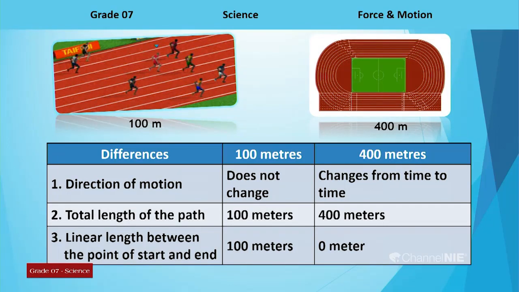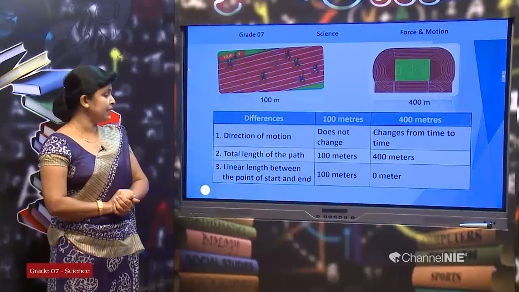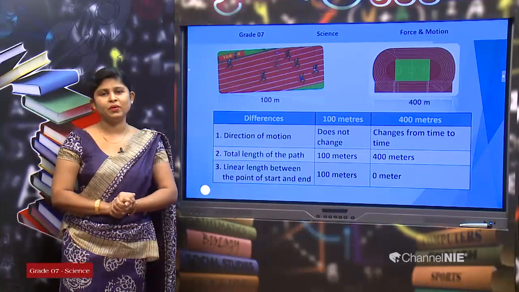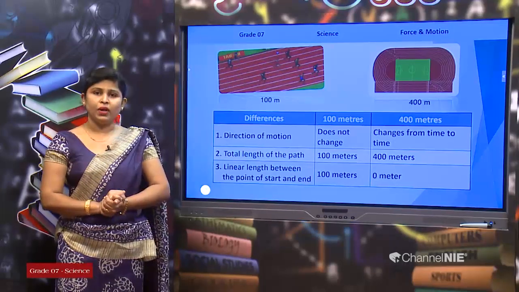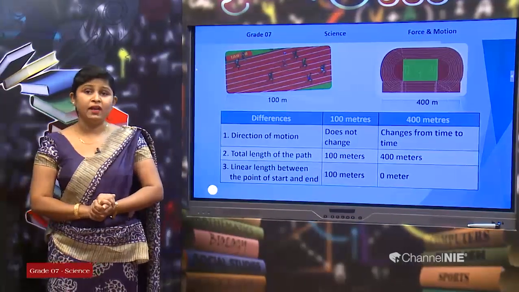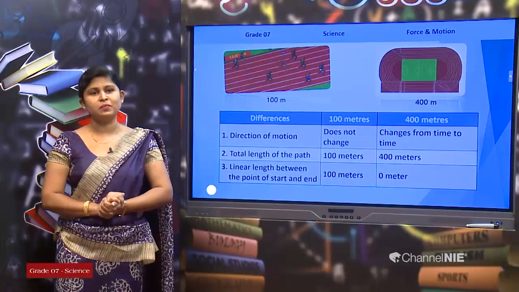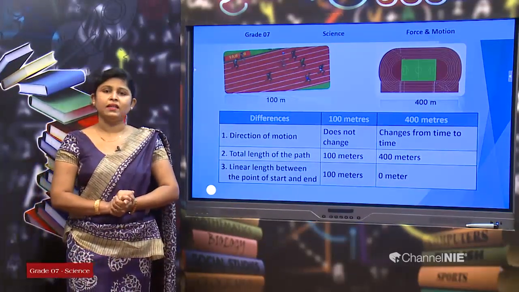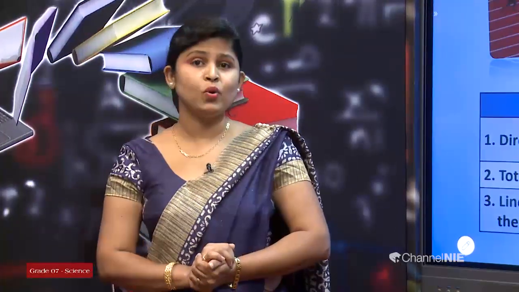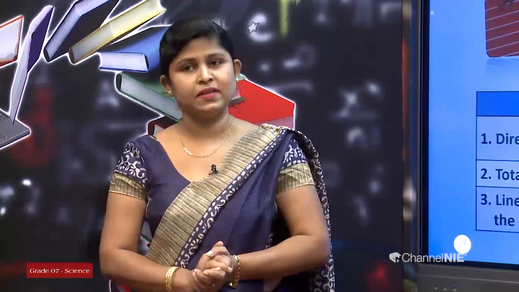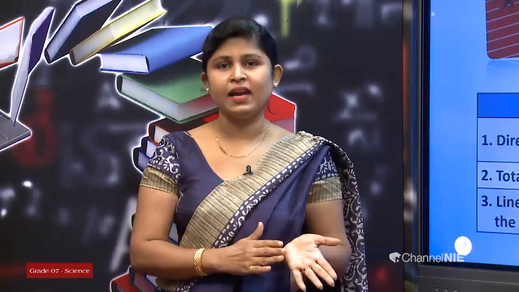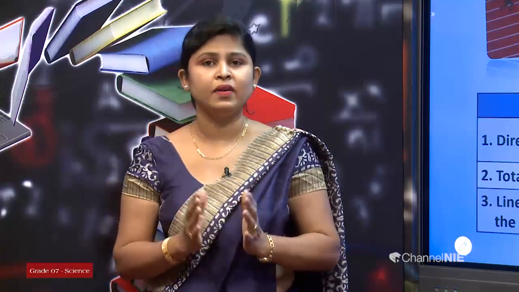The most important part of this table is the third row. Linear length between the point of start and end. It is emphasizing the point of start and end. The linear length between the point of start and end in the 100 meter running event is 100 meters. Then you can think about that. The runner has started his motion and he has finished his motion after 100 meters. So, the linear length between the starting and end positions is 100 meters.